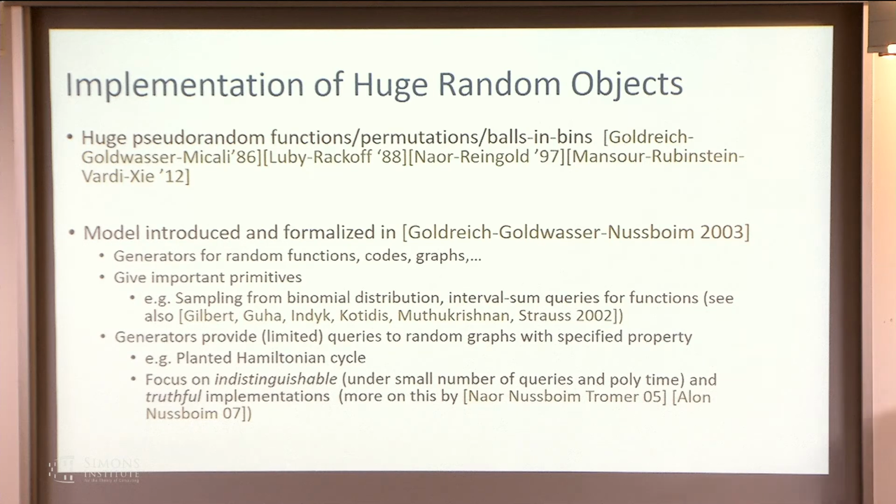So, for example, I want to present a random graph that has a Hamilton cycle in it, but appears like a random graph. They focus on indistinguishability under a small number of queries in polynomial time. And even though they focus on that a lot, I want to say that they do present a lot of results that don't need that focus. So they also have a lot of results in there.